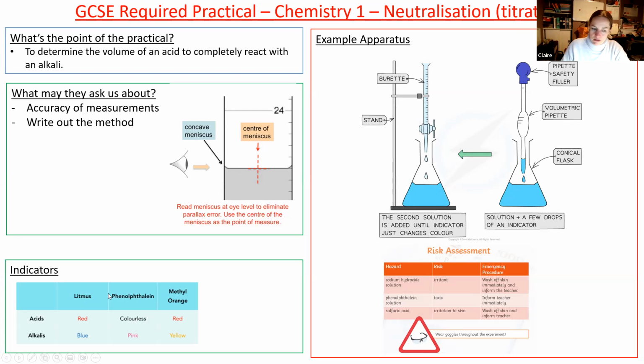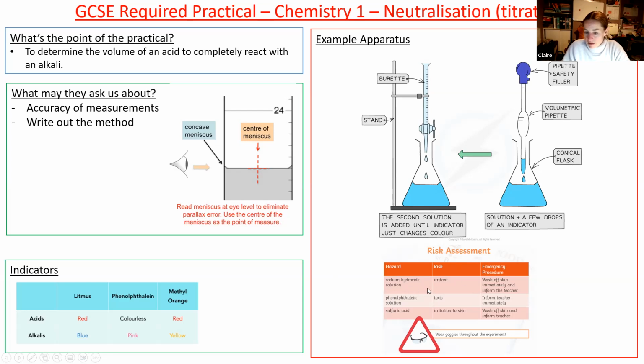I've put down indicators here. It's not just always litmus. You could use alternatives to know what an acid and an alkali colour looks like. They might ask about increasing accuracy. So they might talk about the meniscus. It's all about how you measure on your burette. Please make sure you spell burette and pipette correctly. So with the meniscus, you don't read at the top, it's at the bottom of the curve. So that's another critical thing.